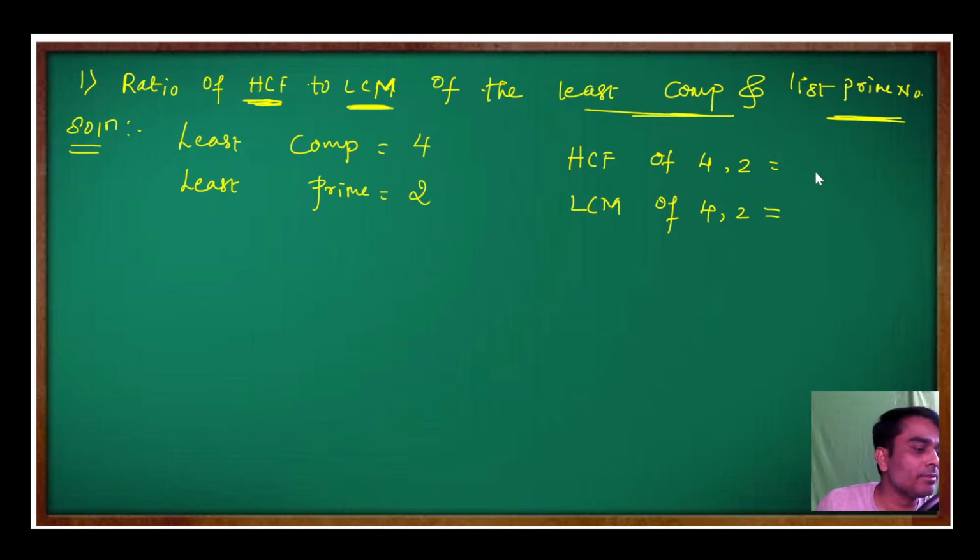So how much is HCF? HCF will come up to 2. If you take HCF, you will get 2. And if you take LCM, it will be 4. So the ratio will be 2 is to 4, which is equal to 1 is to 2. Now those who don't know HCF, how it is, LCM everyone will get to know, but how did you get HCF? Do you know how you got it?